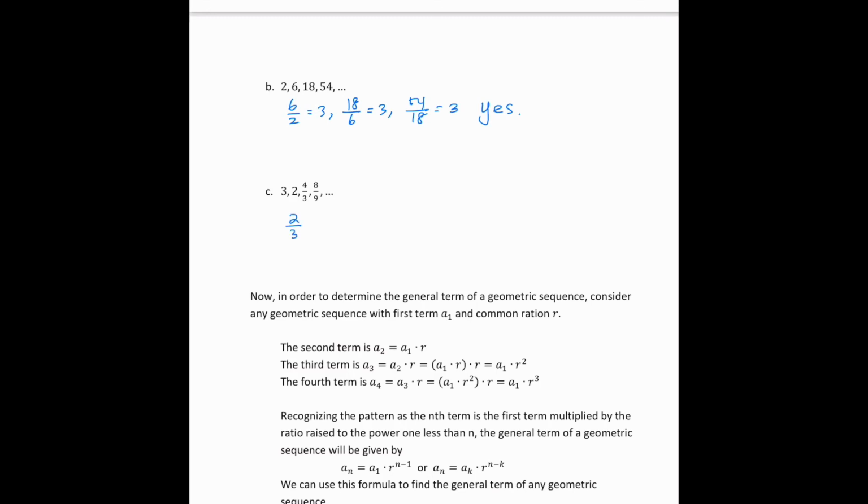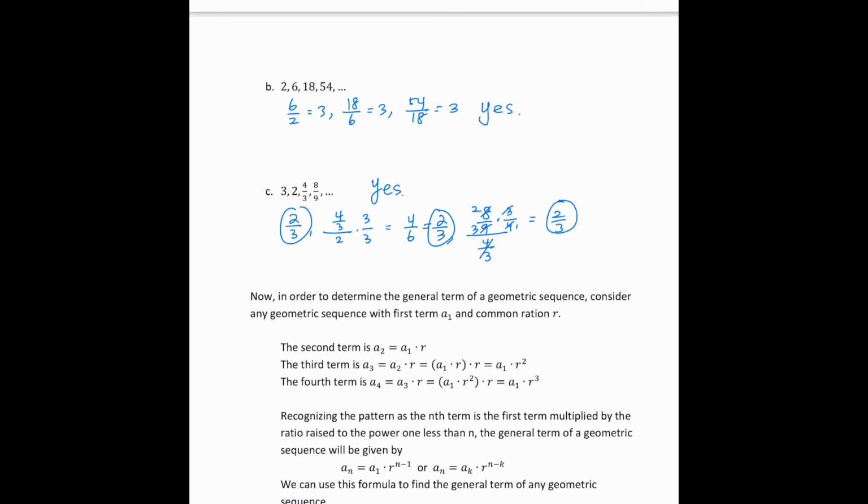2 divided by 3 is 2/3. 4/3 divided by 2 is the same as multiplied by 1/2, and you get 4 over 6, which is 2/3. And then 8/9 divided by 4/3 is the same as times 3 over 4, which cancels to 2/3. So everything turned out 2/3. So yes, this is a geometry sequence.